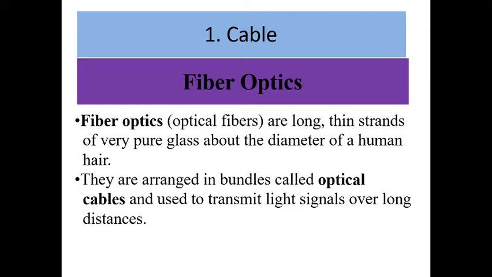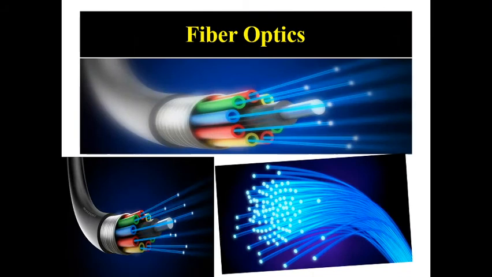Fiber optics are long, thin strands made of glass. There are bundles, and we call these bundles optical cables. They use light signals to transfer the data. You can see these optical cables, the bundles, everything is made of glass. It transmits data using light signals.